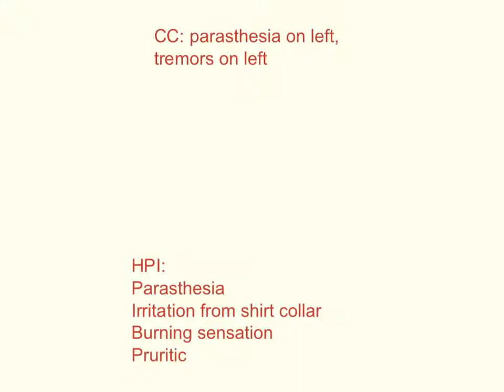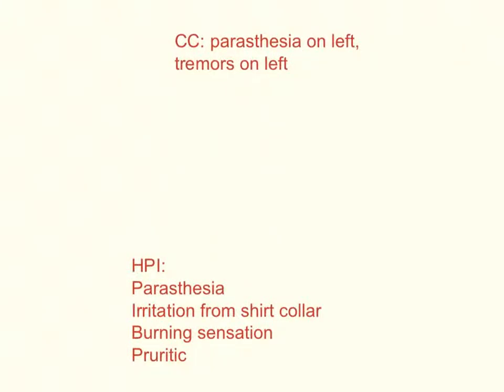Okay, in our case, we had a guy presenting with paresthesia, and it was primarily on the left-hand side. Everything was on the left side of his body, and he also had tremors on his left. Now, the thing with paresthesia, when we have a sensory deficit, you want to isolate the lesion that's causing that. And there's a little bit of a disagreement on which tract it follows.